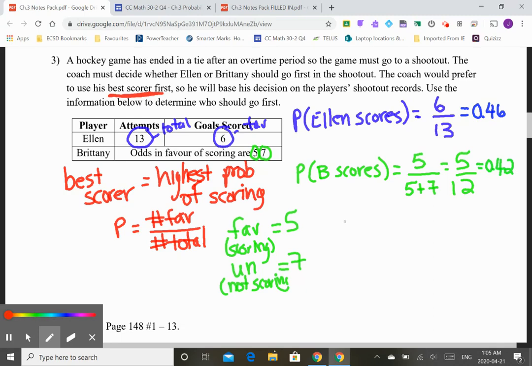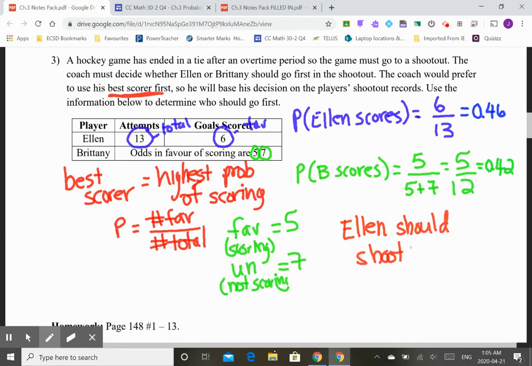So we're going to say Ellen should shoot first. Okay, she has the higher probability. She should shoot first.